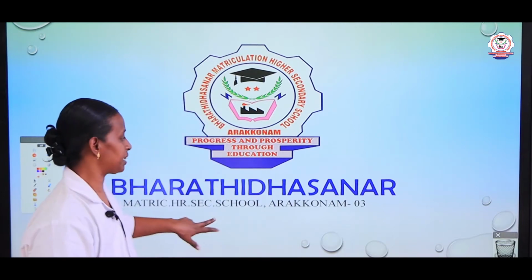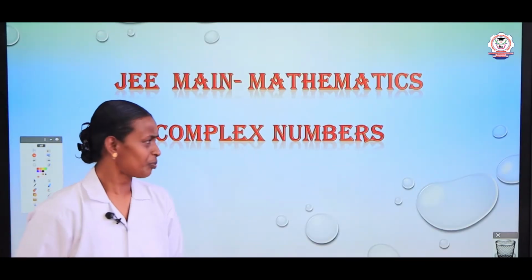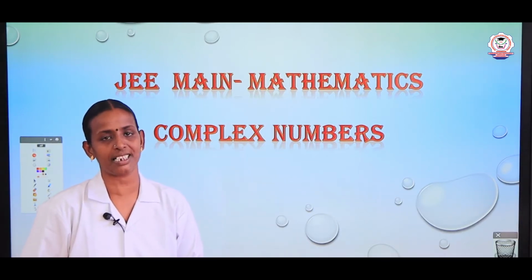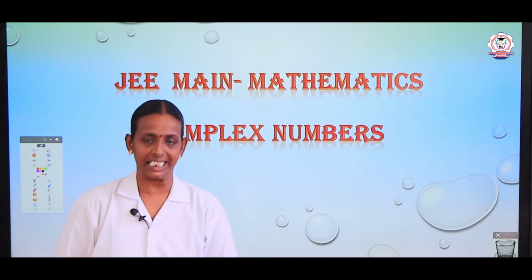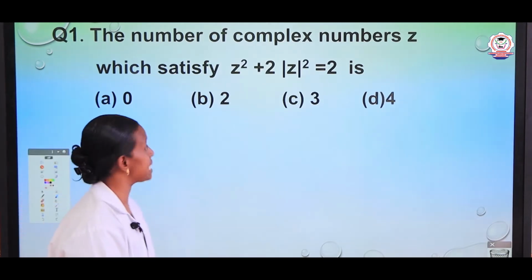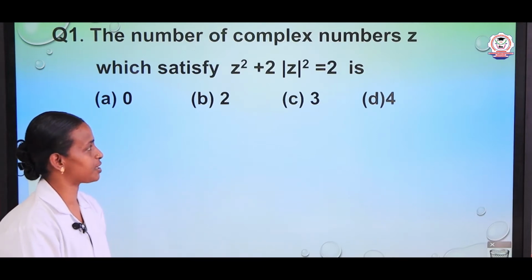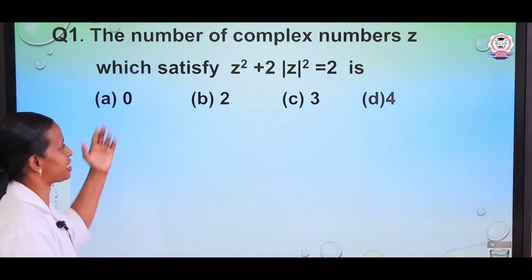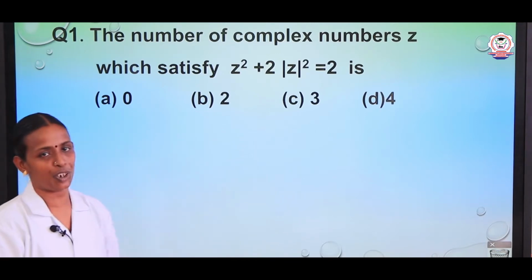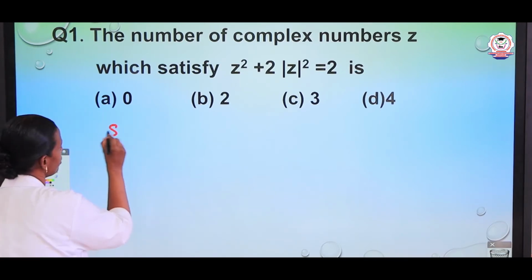Now it's time to learn. We are ready to learn complex numbers, JEE Mathematics. Now we are going to see the interesting problems. Problem number 1: the number of complex numbers Z which satisfy Z square plus 2 into modulus of Z square equal to 2 is option A 0, option B 2, option C 3, option D 4. Now we want to find the number of complex numbers. That is our question.